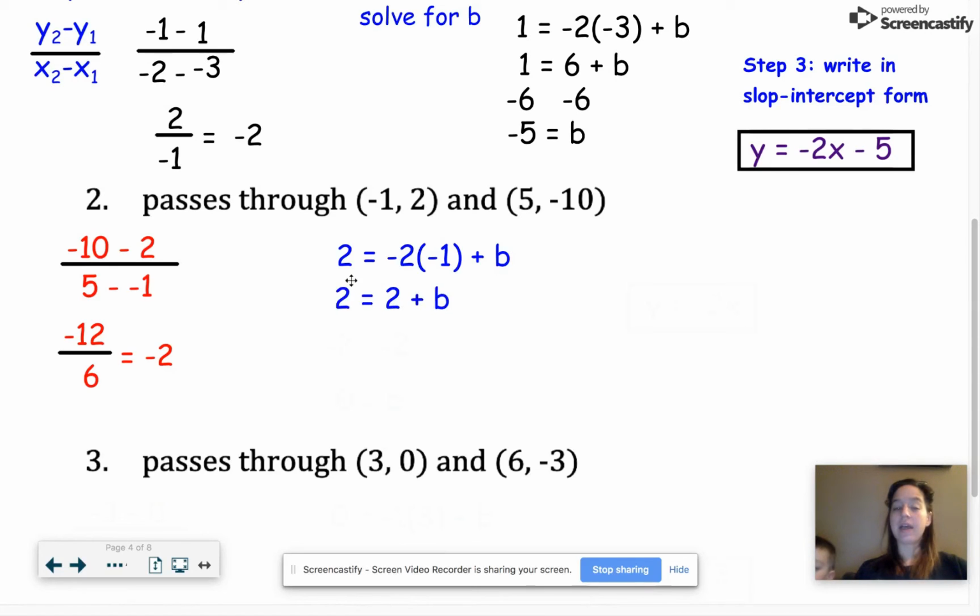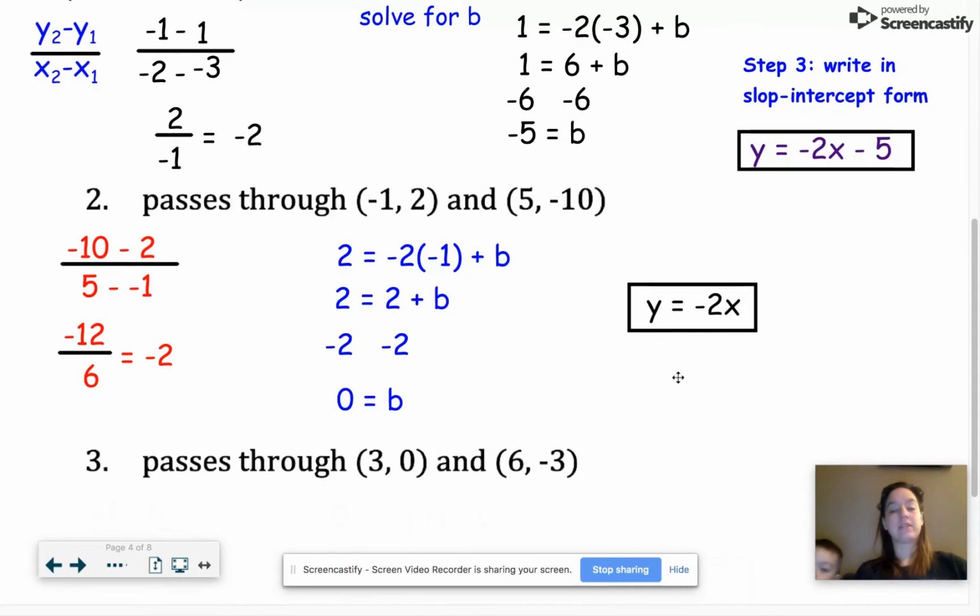I go ahead, I start solving. I have 2 equals 2 plus b, which means that b is equal to 0. So what does that mean when b equals 0 in my slope-intercept form? Well, that simply means I don't have a b. So it's just y equals negative 2x.